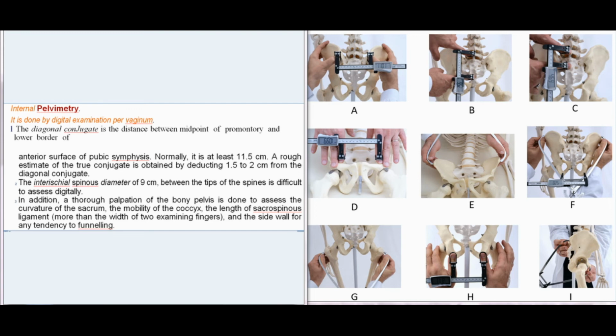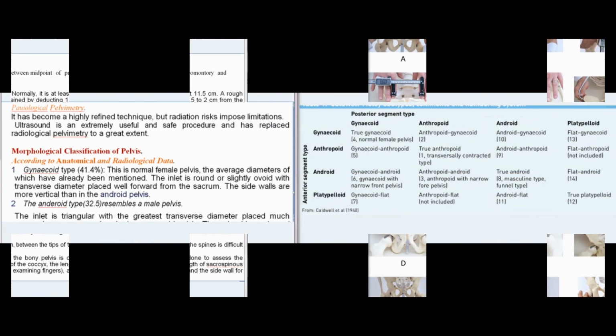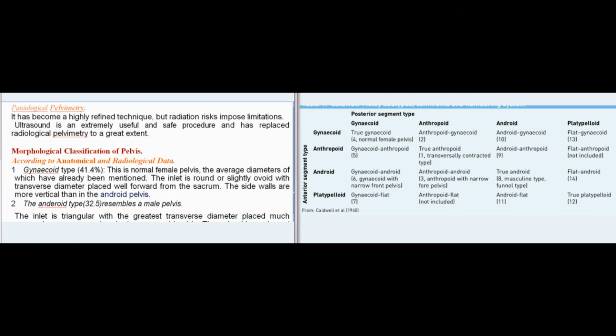3. In addition, a thorough palpation of the bony pelvis is done to assess the curvature of the sacrum, the mobility of the coccyx, the length of the sacrospinous ligament, which should be more than the width of two examining fingers, and the side wall for any tendency to funneling. Radiological pelvimetry. It has become a highly refined technique, but radiation risks impose limitations. Ultrasound is an extremely useful and safe procedure and has replaced radiological pelvimetry to a great extent.